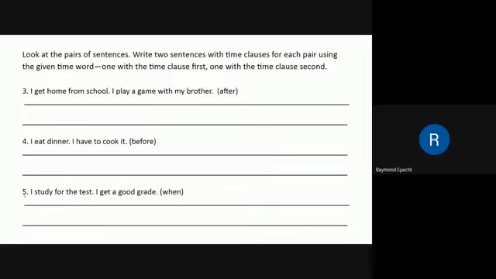All right. Number 5. I study for the test. I get a good grade. We'll start with the time clause first. When I study for the test, comma, I get a good grade.